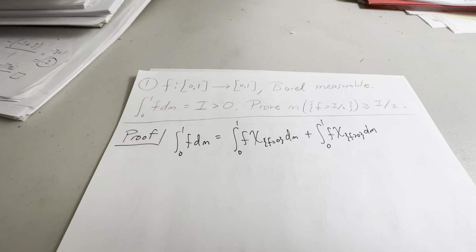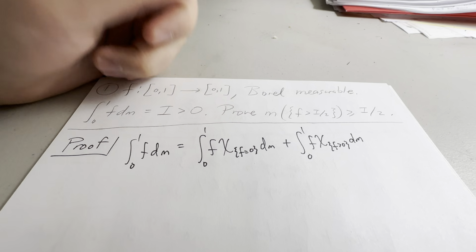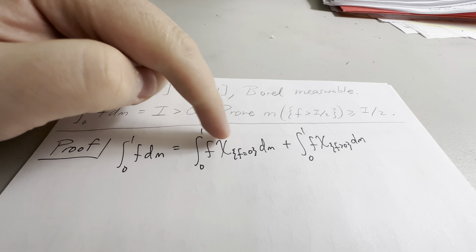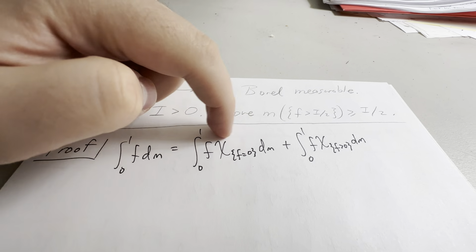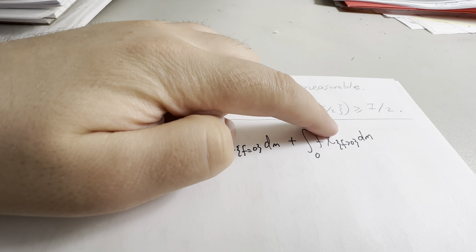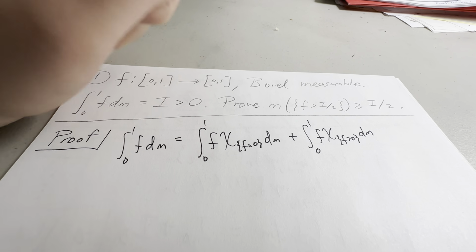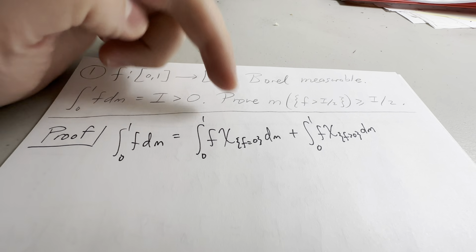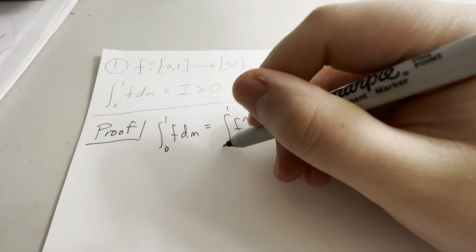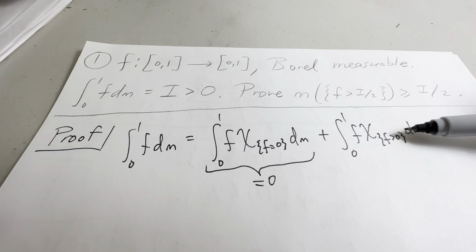So I've split this integral into 2 pieces. This characteristic function acts like a light switch. It turns the function on when you're on this set, and it turns it off when you're outside that set. So this turns the function on when f is equal to 0, and this turns the function on when f is positive. Remember, f is all in that square. But this is kind of stupid, right? Because if f is equal to 0, then this whole integral has to be equal to 0. So all of the stuff that's happening happens over here.